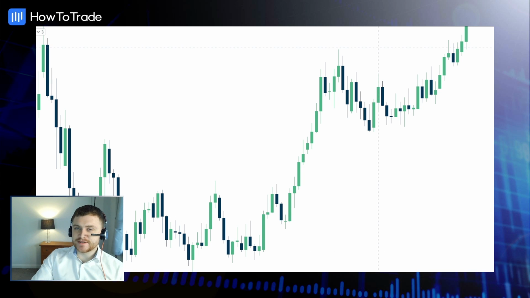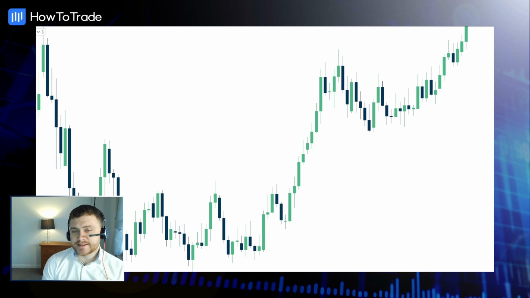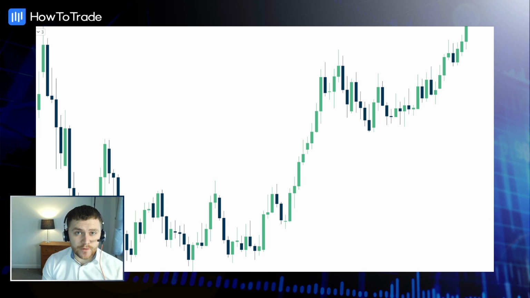We've got that here with this expansive move to the upside. Then we want to find that flagpole, and then we want to find what's known as a pennant, and that essentially is a period of price consolidation which shapes in like a triangle formation.